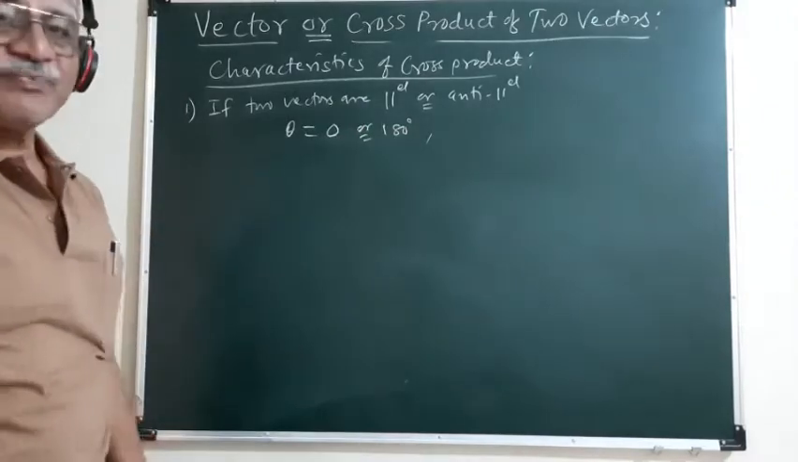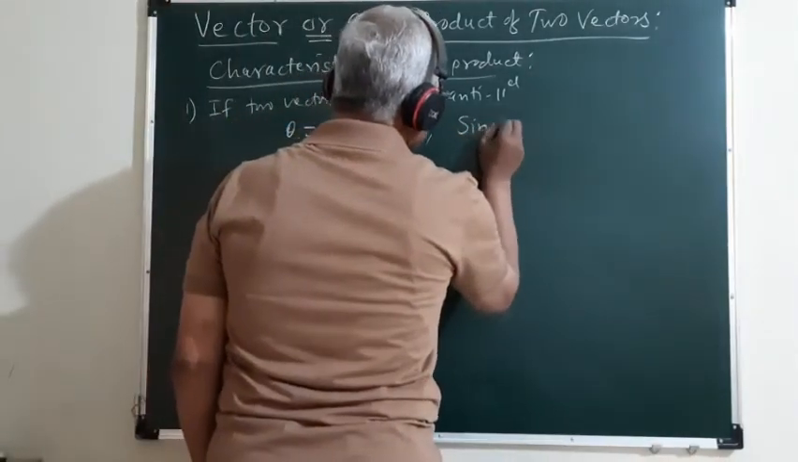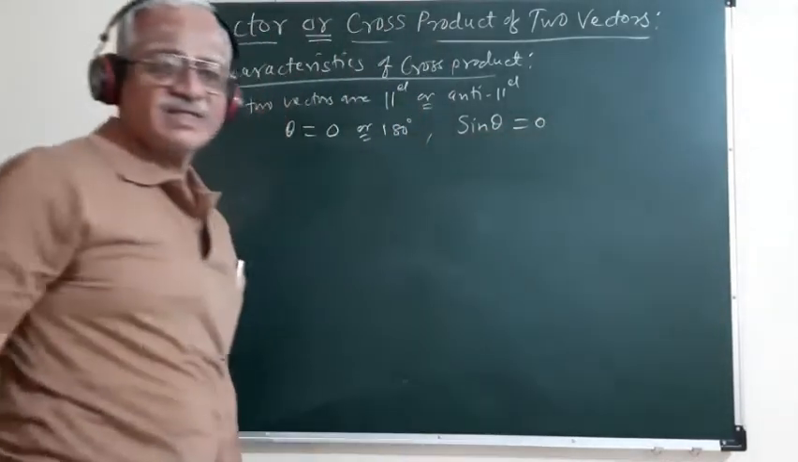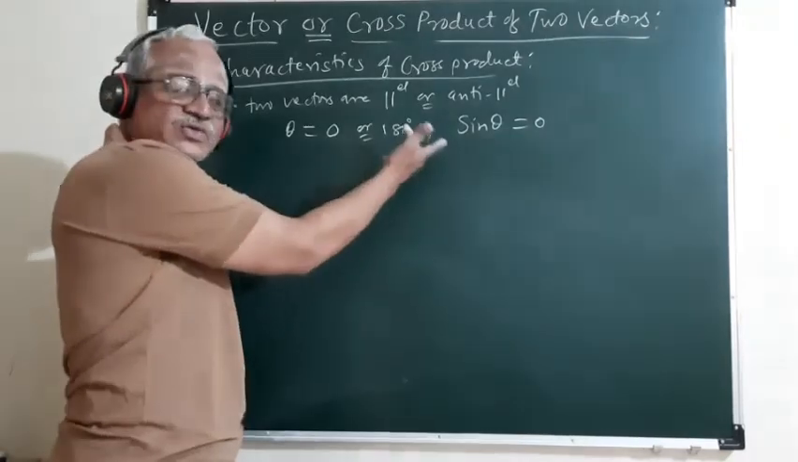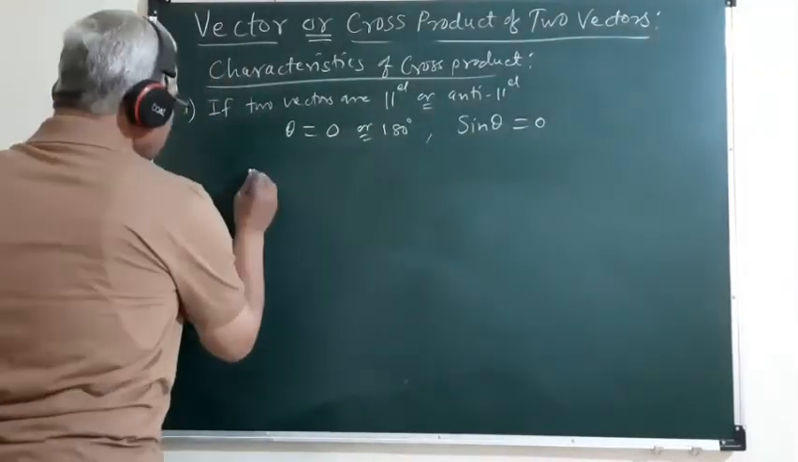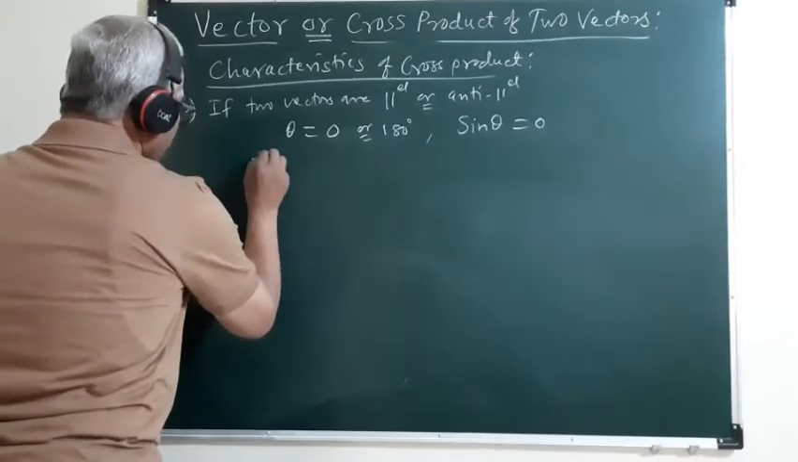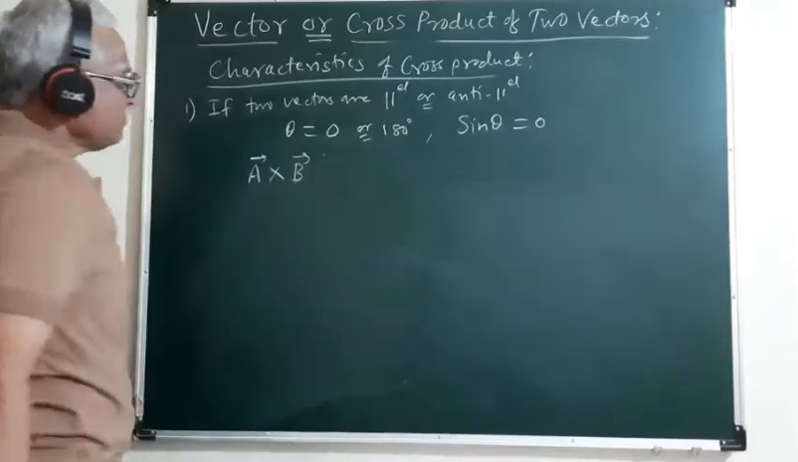So if it is so, what will be the value of sine theta? The value of sine theta in both the cases will be equal to 0, because sine 0 is 0, sine 180 degree is again 0. So if it is so, then what will be the cross product of a bar and b bar then?